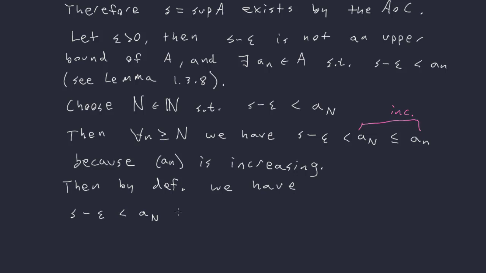which is less than or equal to a sub n, little n, which is going to be less than or equal to s, right? This is because s is the supremum. And then this s is strictly less than s plus epsilon. That's just because we're adding a positive number to s. Okay, and this is true for all little n greater than or equal to the capital N.